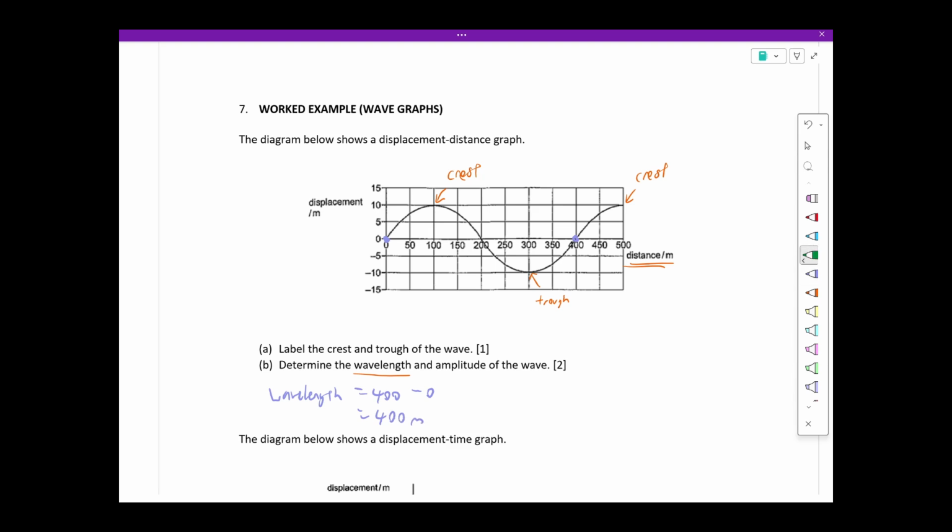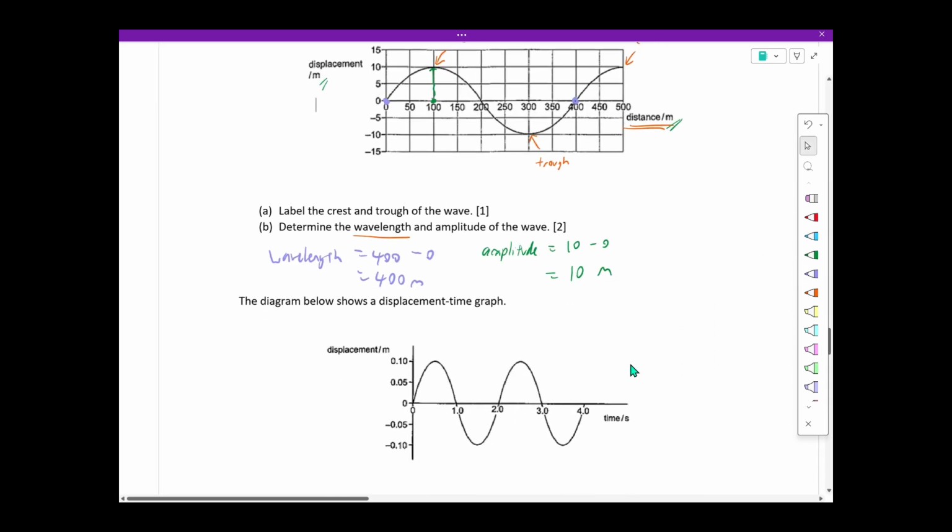And what's the amplitude of the wave? For the amplitude, we're going to take from the 0 position and go upwards. So the amplitude will be equal to 10 minus 0, and this is 10 meters. So always double check what the unit is. Okay, so with that, that's how you solve question 1.